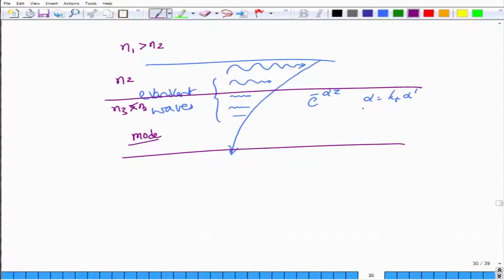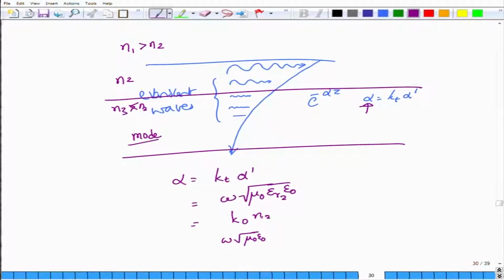But we have not really found out what is the value of alpha. Well, in one sense we have: alpha is given by kT times alpha prime, where kT is nothing but the frequency omega times square root of mu 0 epsilon r. Now which medium should we consider? This is the second medium that we need to consider. So this can be rewritten with epsilon 0, so this is nothing but k0, the free space propagation vector as we would call it, which is given by omega square root of mu naught epsilon naught, times n2. N2 is the refractive index of the second medium.